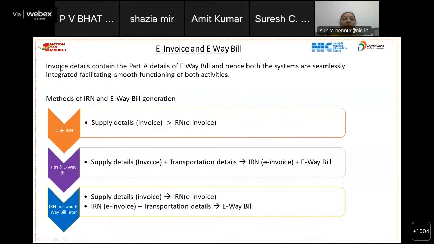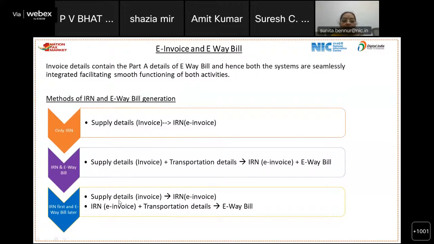So as I told you, e-Invoice and e-Waybill have been seamlessly integrated. So what are the methods of generating e-Waybill? Either you can generate only the e-Invoice by providing only the supply details, so only the invoice will be generated, or the IRN will be generated. In the e-Invoice, if you provide the supply details plus the transportation details, that is the Part B details, e-Invoice and e-Waybill will be generated together and sent to the taxpayer.